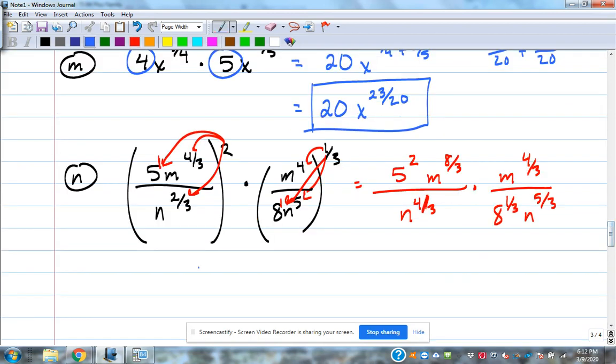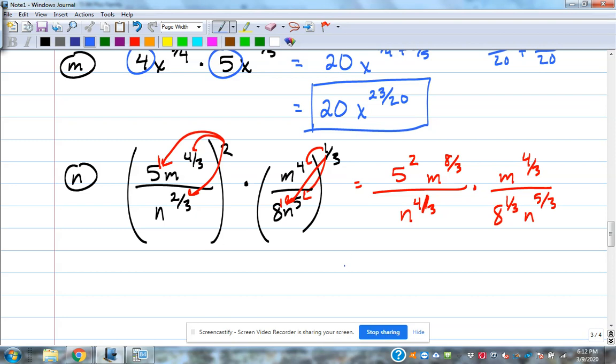And then I'm going to start putting it together. So I've done the exponent rule. Anything that's on the outside multiplies to every exponent on the inside, always. Okay. So here we're multiplying those together. Got 5 squared, m to the 8 over 3, n to the 4 over 3, and then 1/3 times 4 is 4/3. 1/3 times 1 is 1/3. 1/3 times 5 is 5/3. That's all it did was distribute there.